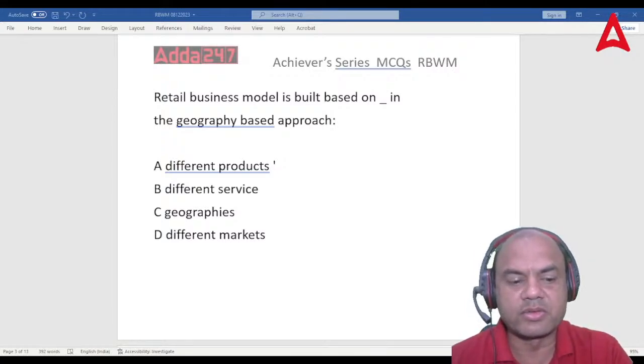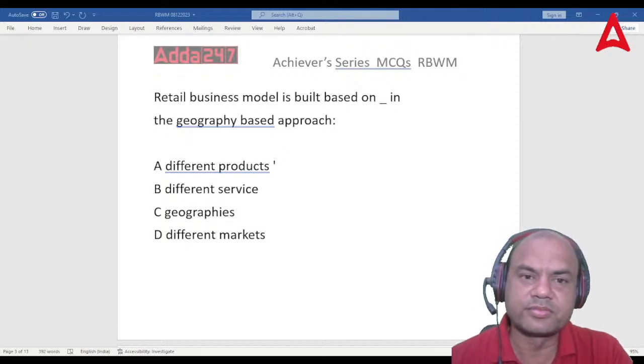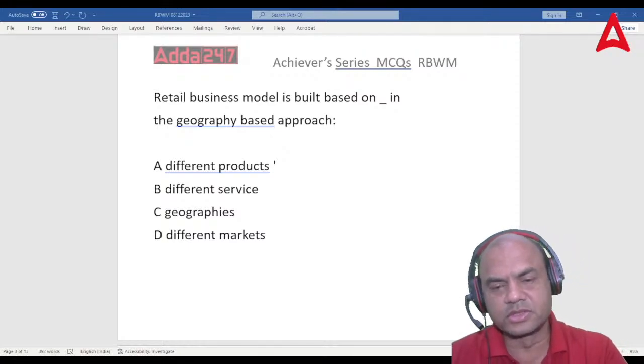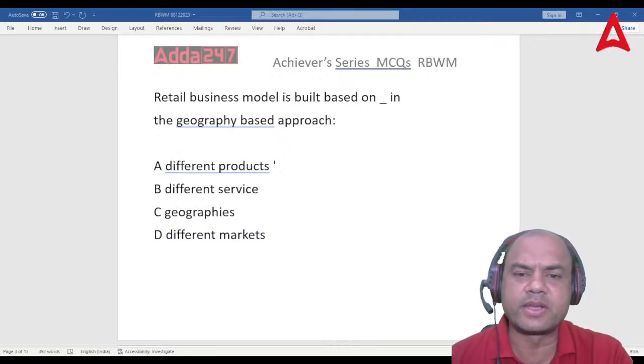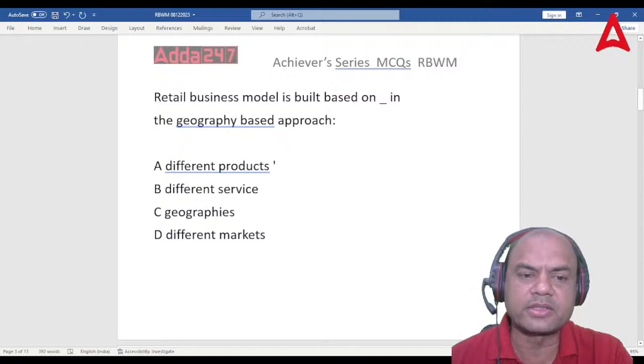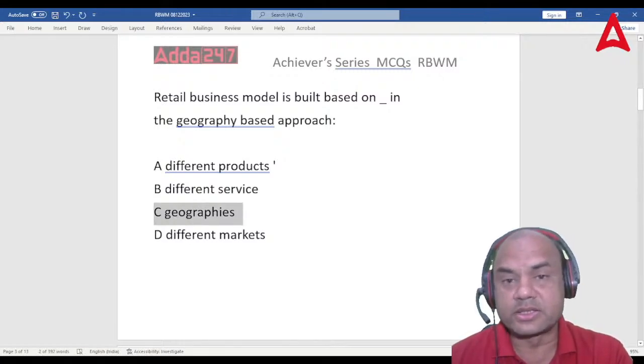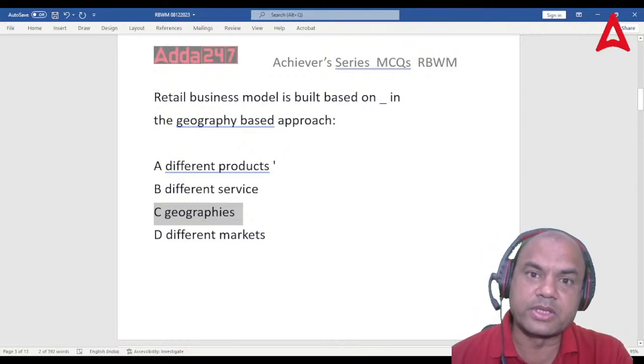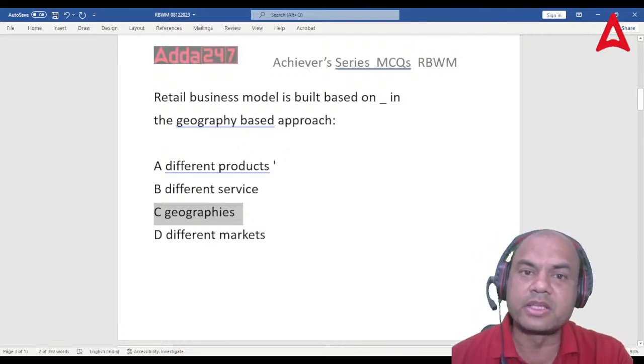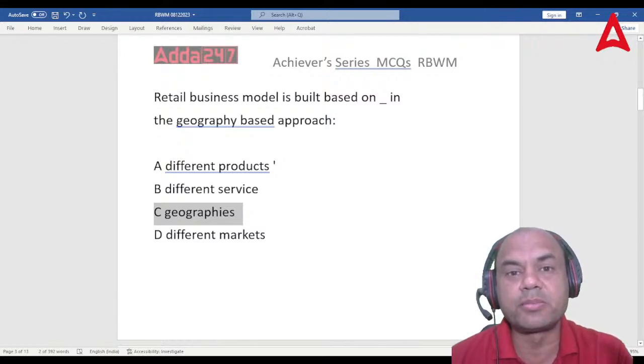Think over it, everyone. The answer is very simple. Okay, it is geographies. Correct. Yesterday we covered some different approaches: segmented approach, then geography based approach, then departmental approach.